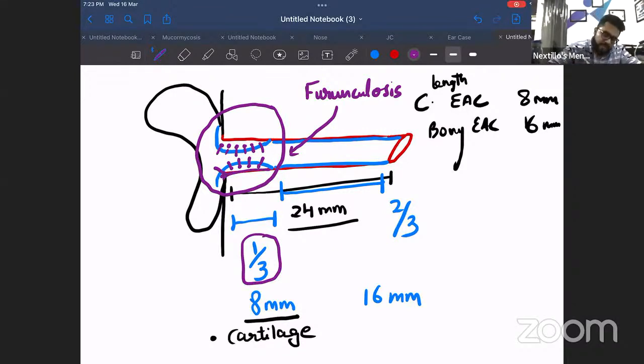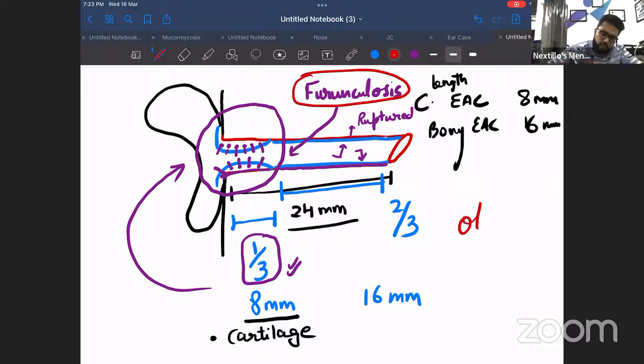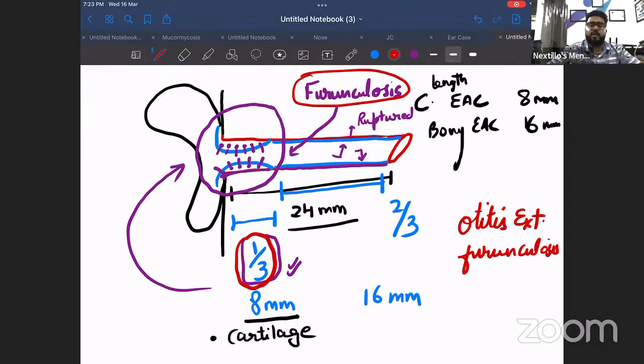So this is the part. The inner one is very thin, just a single layer, and can easily get ruptured if probed. So if you use any instrumentation over here and touch the walls, it easily bleeds. Okay, so this becomes very important. The outer one third is the one where you can find furunculosis, that is otitis externa with furunculosis. It's found in the outer one third of the EAC or the external auditory canal.